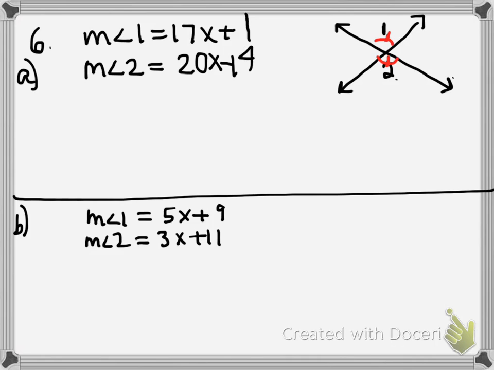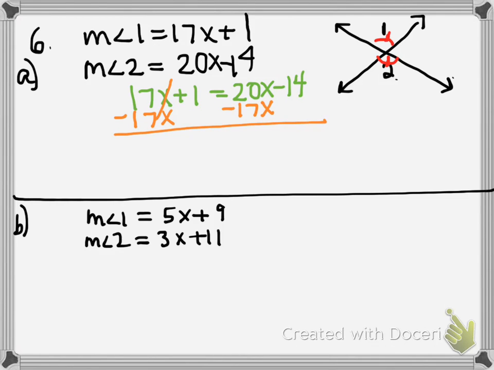So since they're the same measurement, we can set up an equation by setting 17x plus 1 equal to 20x minus 14. Once we solve for x, we just have to plug that in and find the measure of angle 2. So to solve this, there's different options. You can collect the variables on either side or the constants first. I'm going to collect the x's on the right side, so inverse operations, subtract 17x from both sides. That leaves me with 1 on the left side, and then 3x minus 14.